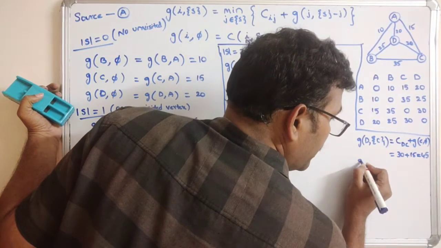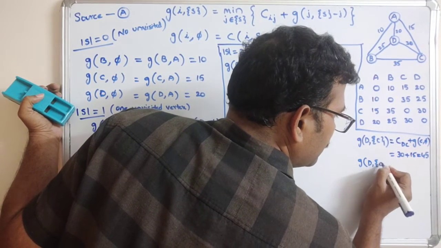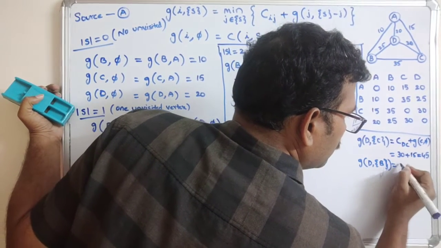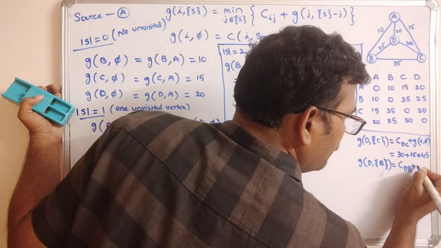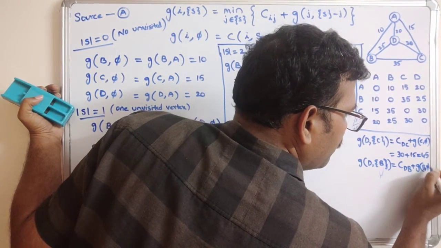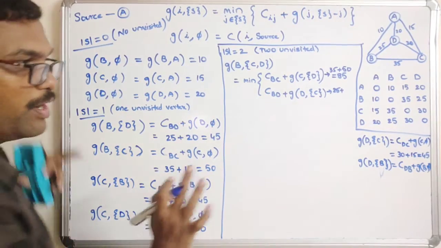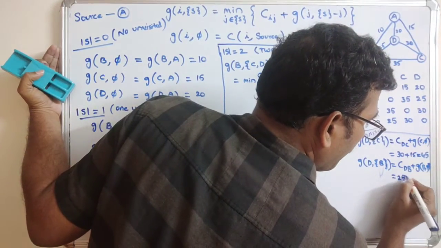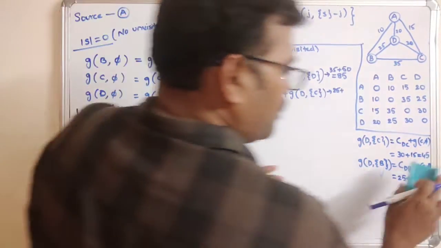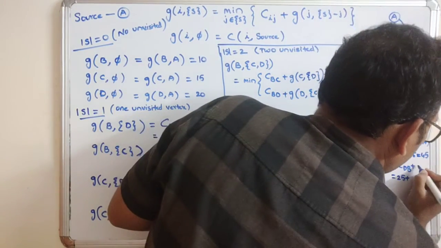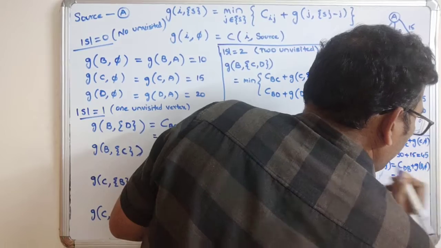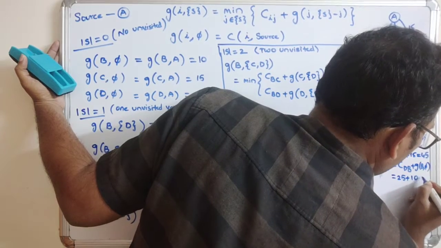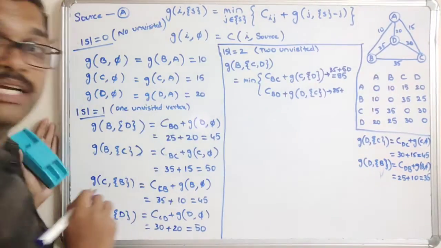There is one more possibility. From D there can be a chance of an edge to B. So this is one more chance, right? So C of DB, that means the cost of DB plus G of B comma pi, similar to this one. So what is the cost here? DB, D to B is 25, plus G of B comma pi. G of B pi is 10, which is 35.